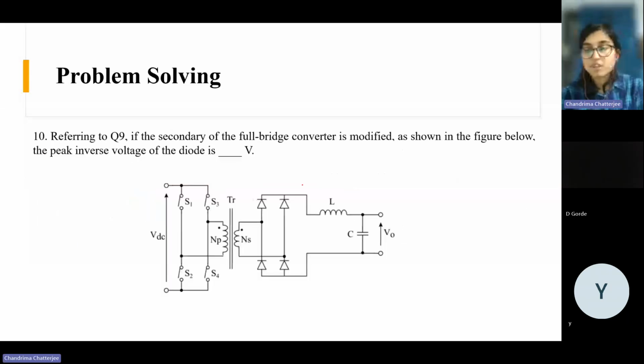What is the next question? Next question is referring to question number 9. If the secondary of the full bridge converter is modified, so now if you see, this is no longer a center tap transformer. This is a two winding transformer and this diode bridge rectifier. So in that case, what will be the peak inverse voltage of the diode?